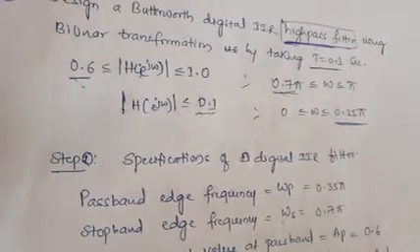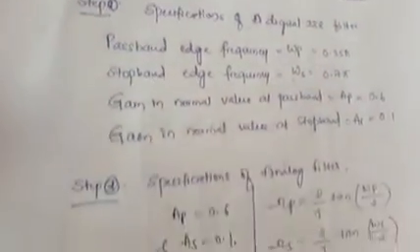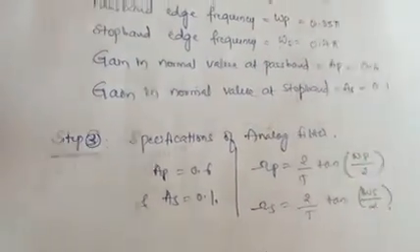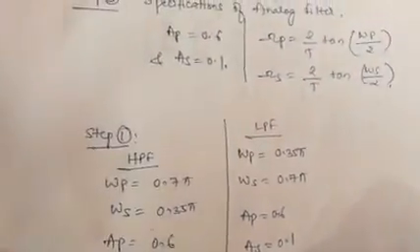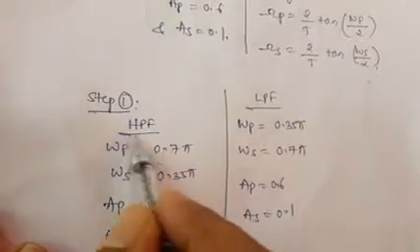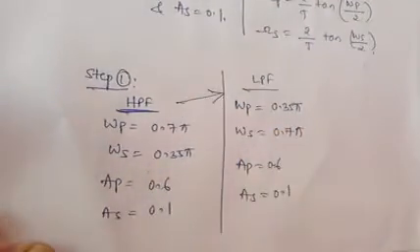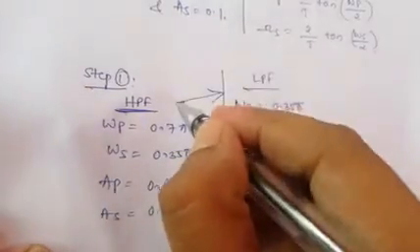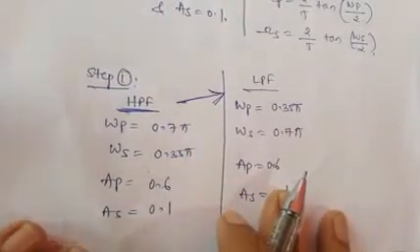But whatever the designing part is there for Butterworth filter, that standard designing part is for a low pass filter. So the first step is that we have to convert the specifications of the high pass filter to a low pass filter. Only the frequency components are going to change.